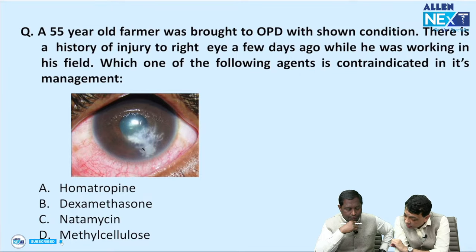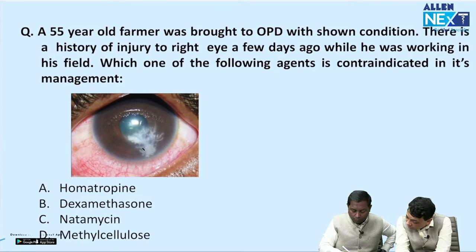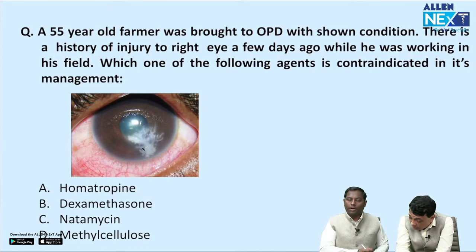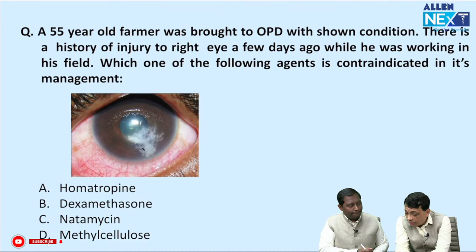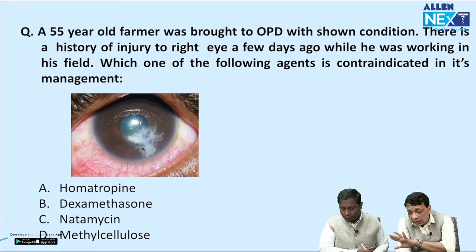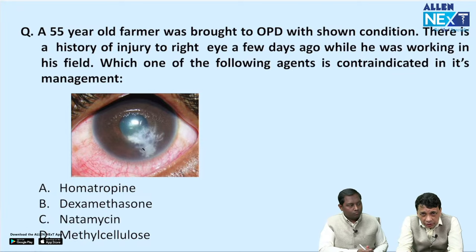So now when you read this question, let's see what clues are given to us. He's a farmer, and the injury to the eye was while he was working in his field. So we have this history of vegetable organic matter. A patient working in his field is a very common scenario, particularly in our country where there's a lot of agriculture, particularly in the south.